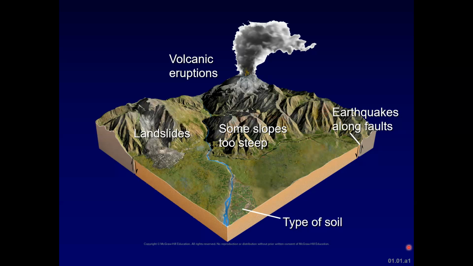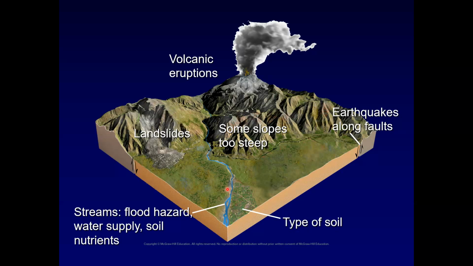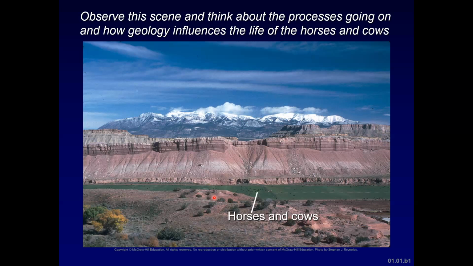The type of soil is also important. In areas where a river may flood, sometimes that can bring nutrients onto the floodplain, and it ends up being good for farming, not unlike the Saginaw River. But streams are also a flood hazard for structures. In a good way, they're a water supply. So they're good for life that way. And of course, soil nutrients.